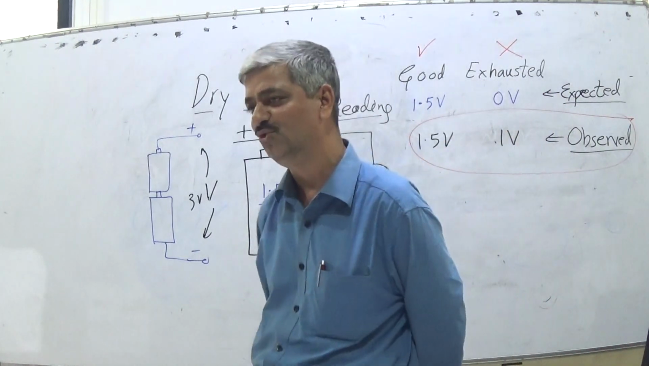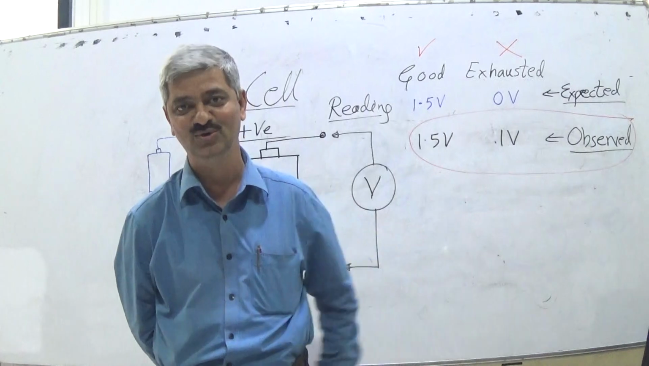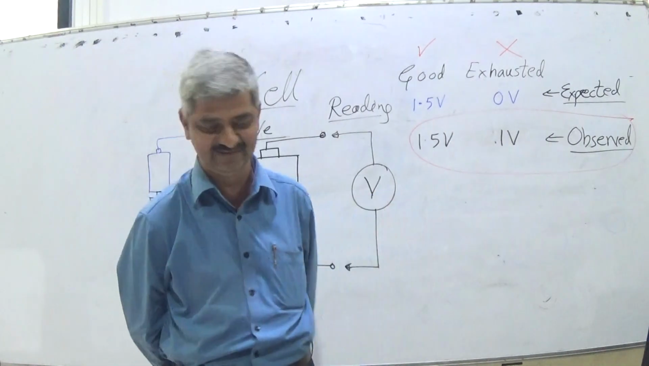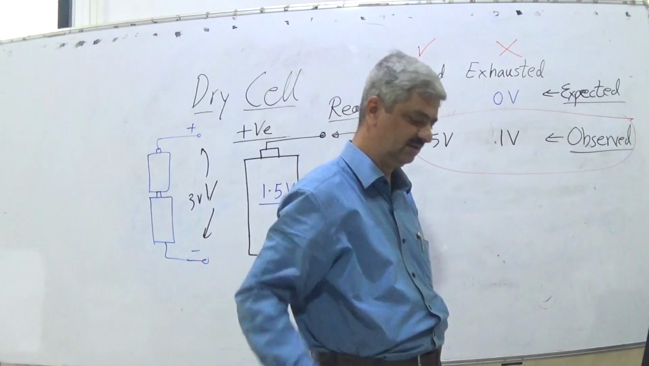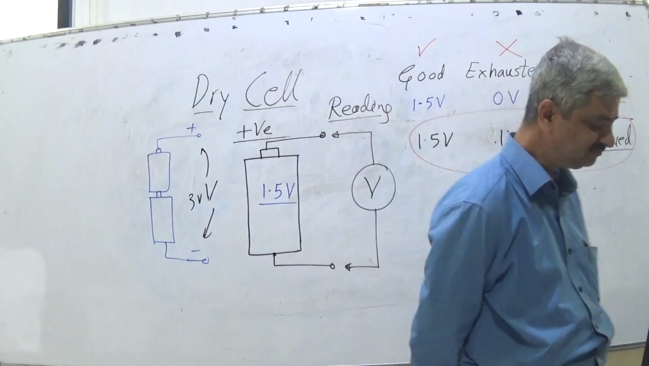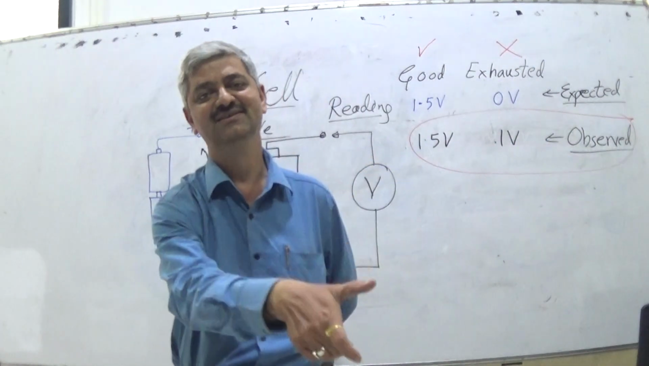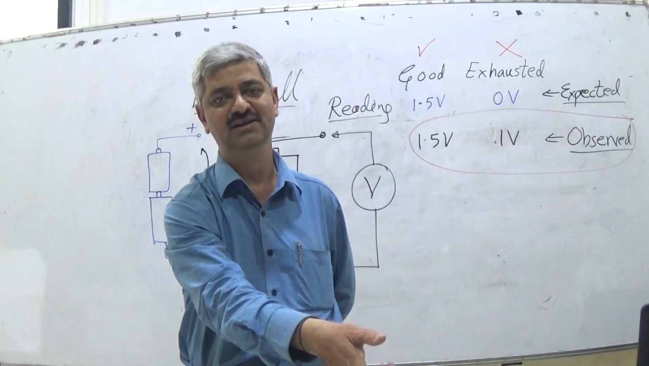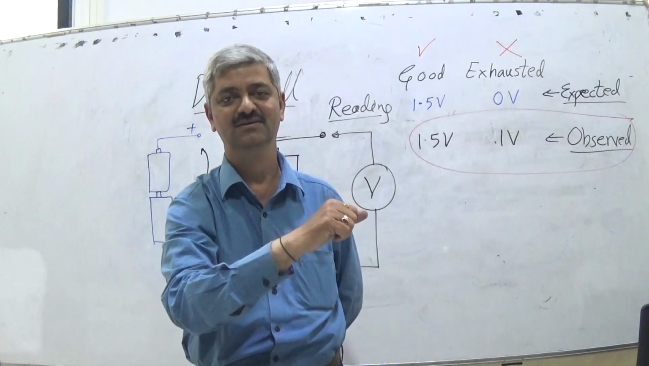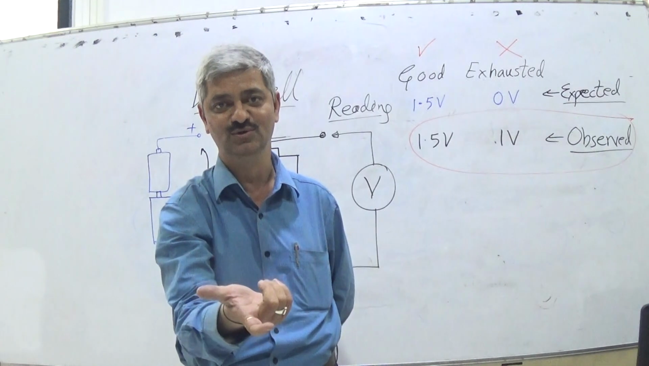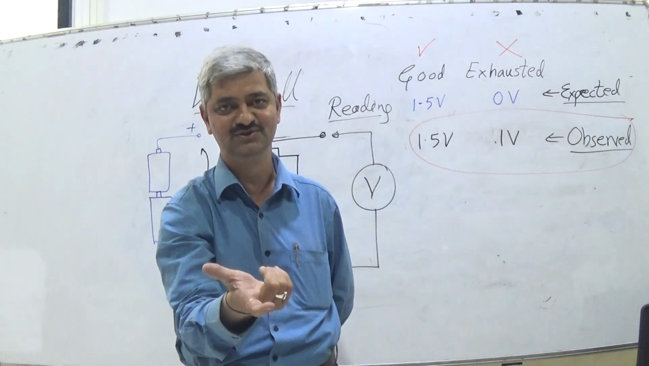If you connect 2 good cells in the battery, the lamp glows or the radio starts operating, the motor starts running, this toy motor. But if you put 3 exhausted cells in that toy or radio, that doesn't work. You move out, it works. 3 volts. The voltmeter gives 3 volts.